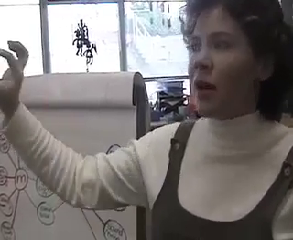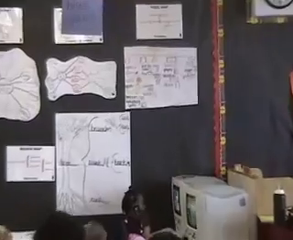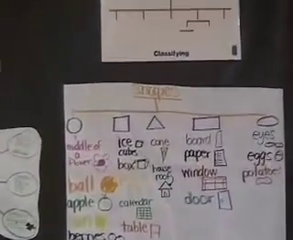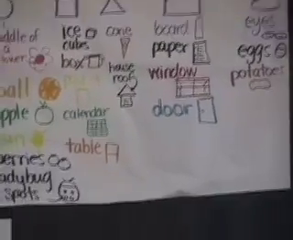And just like the tree map, the classification, for the ELL kids that's a very difficult skill for them. By doing tree maps like this and being able to classify, they can start to really see the differences.